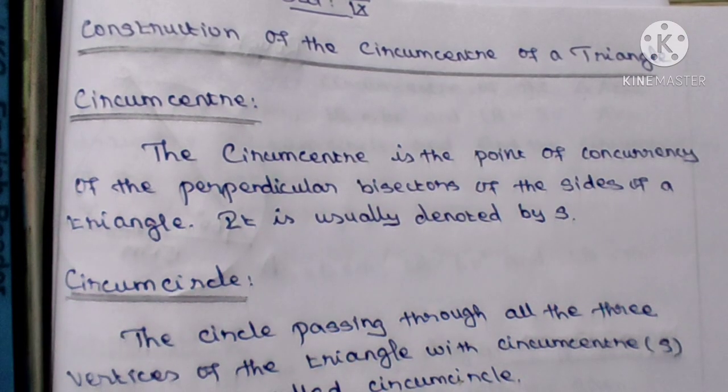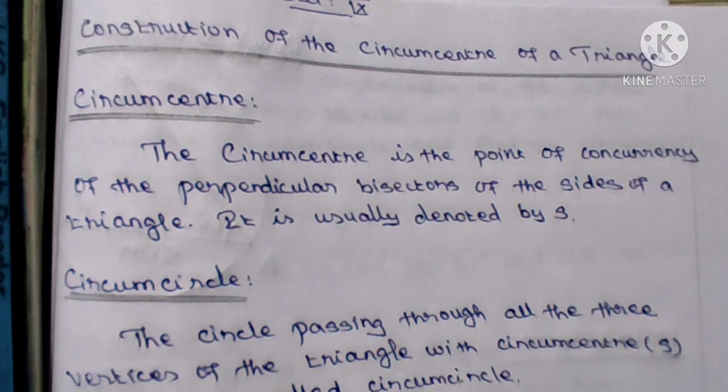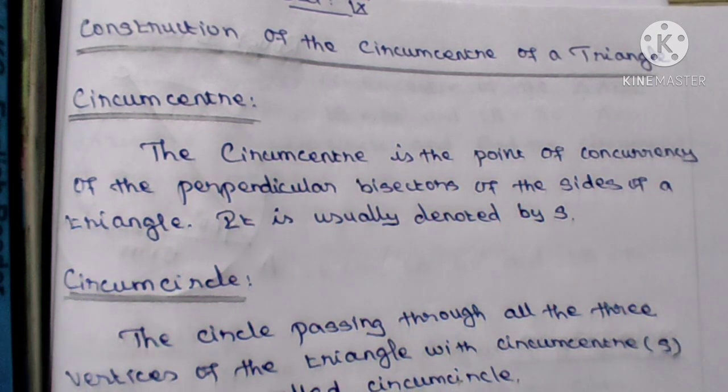Morning students, this class we are going to learn about construction of the circumcenter of a triangle. First of all, I will explain the circumcenter definition. The circumcenter is the point of concurrency of the perpendicular bisectors of the sides of a triangle. It is usually denoted by S.